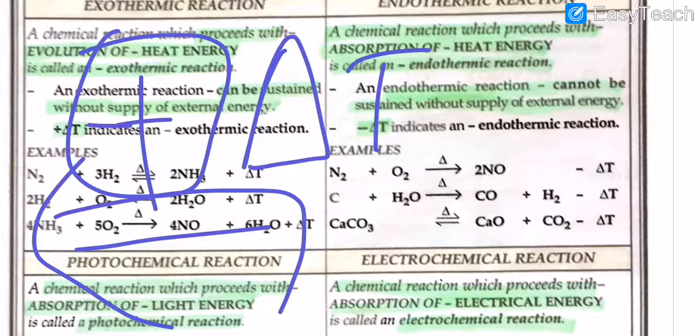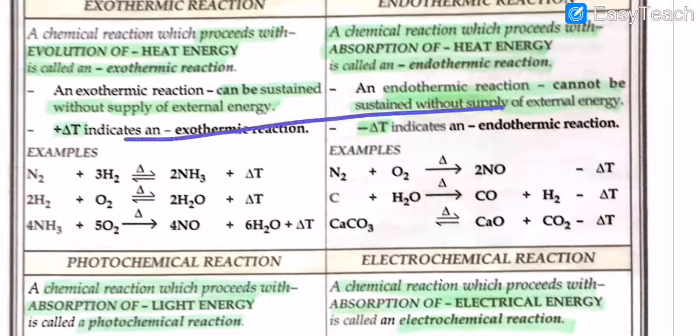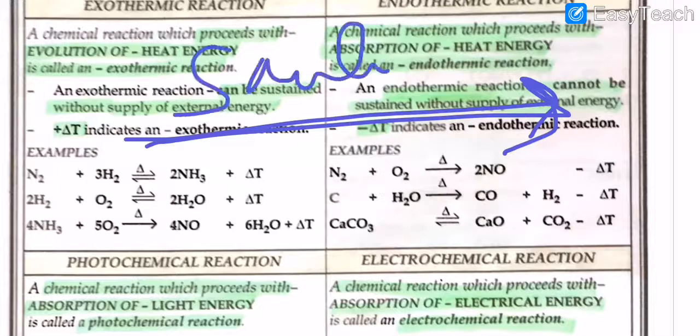Fine. Then other reaction or energy changes are photochemical reaction, a chemical reaction in which absorption of light energy takes place. Electrochemical is absorption of electrical energy, right? And then you show such a reaction by the arrow. So you have the arrow, and above, let's say there's absorption of light energy, so you're writing sunlight. That's your light energy basically. So you're writing your sunlight above.